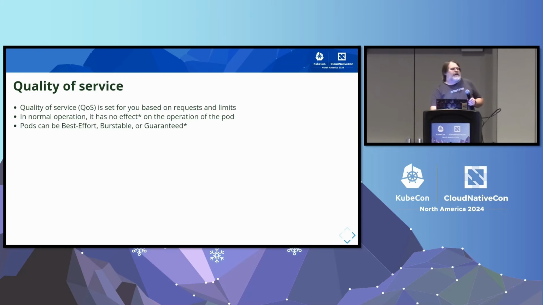And so those three classes of quality of service can be best effort, burstable, or guaranteed. Now, notice I put asterisks on no effect and also on guaranteed. There are footnotes there.